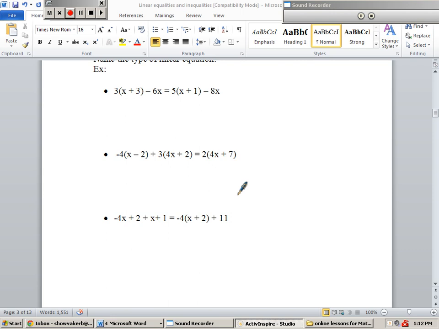When does 0 equal 0? Correct, always. So the answer is all real numbers. So this is an identity. This is a contradiction.